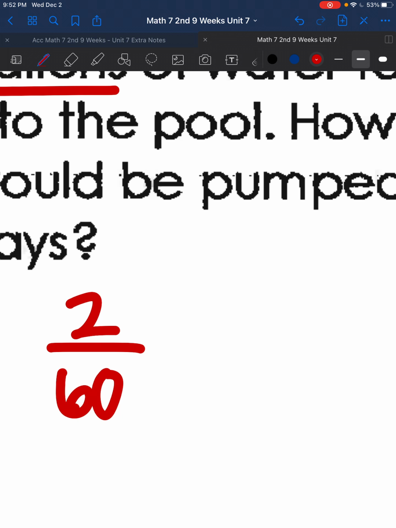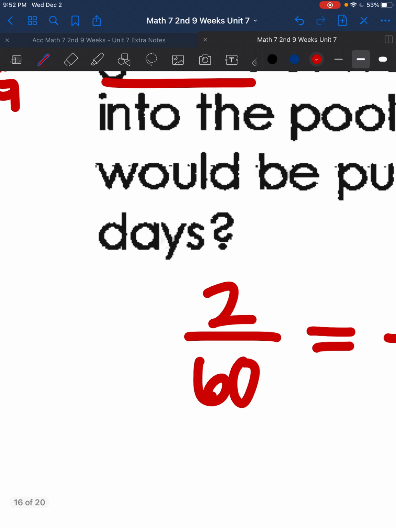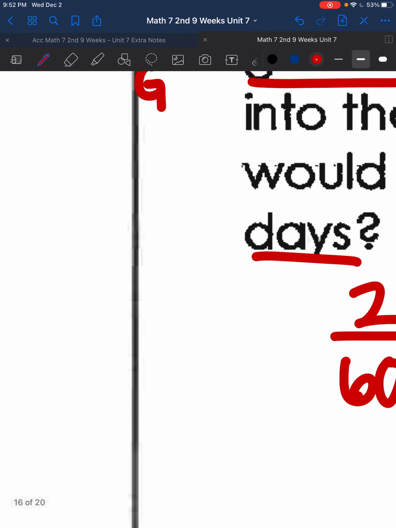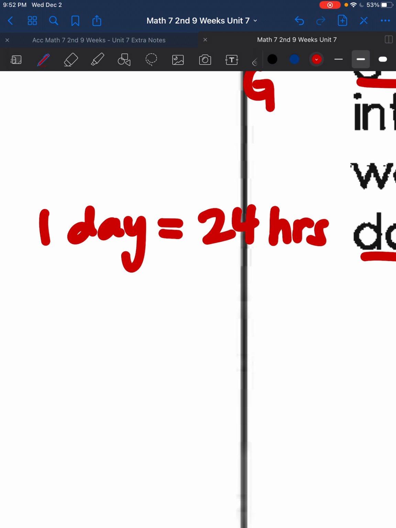Okay? Now, this is where this gets tricky. How many gallons would be pumped in after 3 days? We're trying to figure out the number of gallons, so gallons goes on the bottom. That's going to be my x. And we know it's after 3 days. Well, days is different from hours, so I'm going to have to change that to hours.